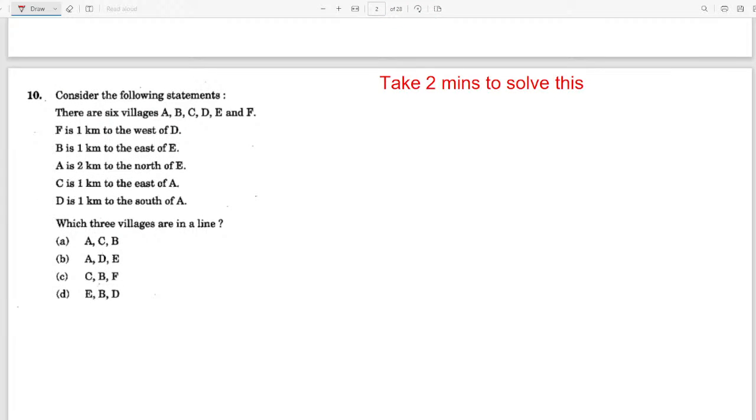So this is the first question of the day. Please take 2 minutes to solve this question. Four people have got option B.